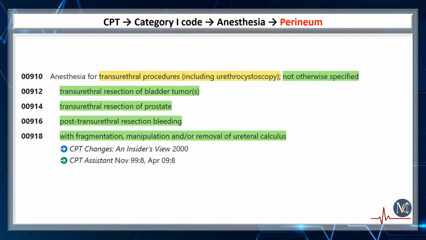Next code is 00918, with fragmentation, manipulation, and or removal of urethral calculus. Calculus means stones. The provider performs anesthesia services for a patient undergoing fragmentation, manipulation, and or removal of urethral calculus. The surgical provider accesses the ureter through the urethra, breaks and or manipulates the stones within the urethra, and may take the stone out.